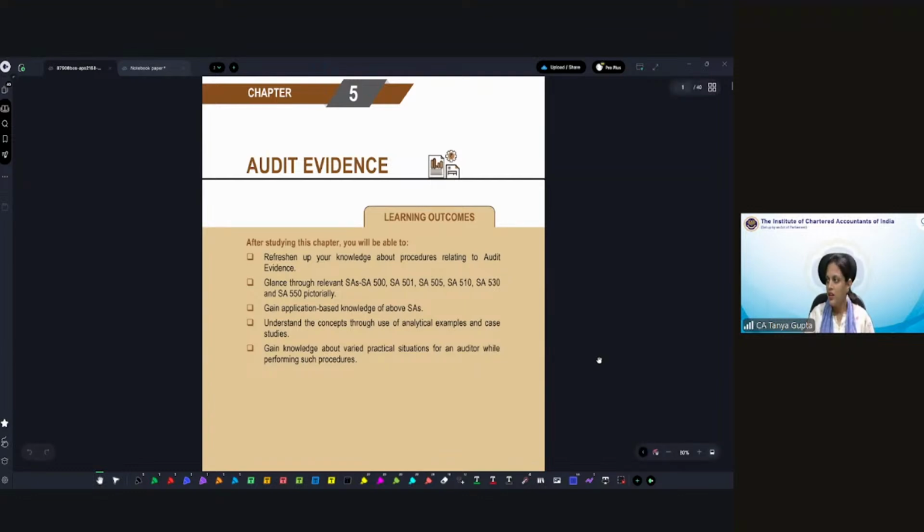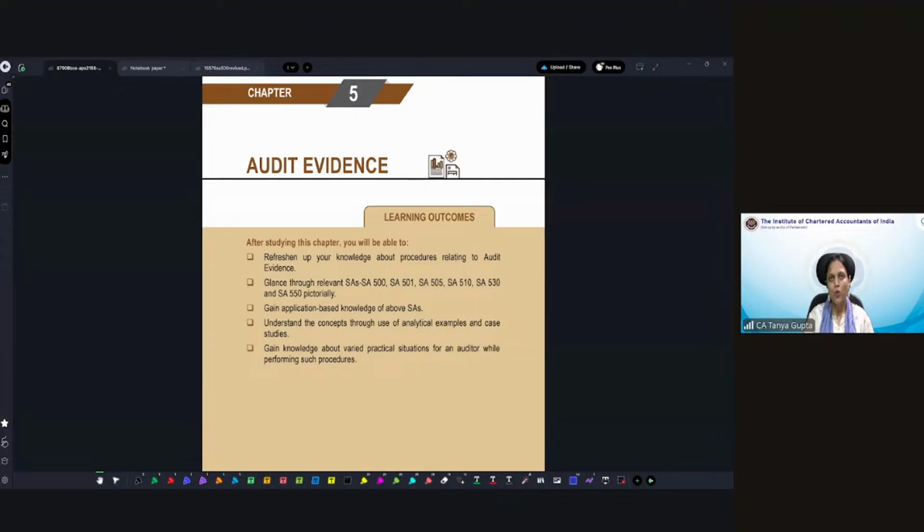If the debtor confirmations are not received, how would you proceed? In a first year audit, can you rely on previous auditors' work? Or how do you deal with related party transactions? They are case scenario based dilemmas, auditor studies, scenarios, and analytical examples.